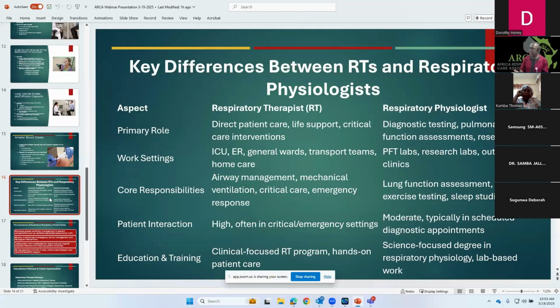On the other end, a respiratory physiologist is mostly going to be in a diagnostic testing lab, where they are performing pulmonary function assessments. They're doing research.